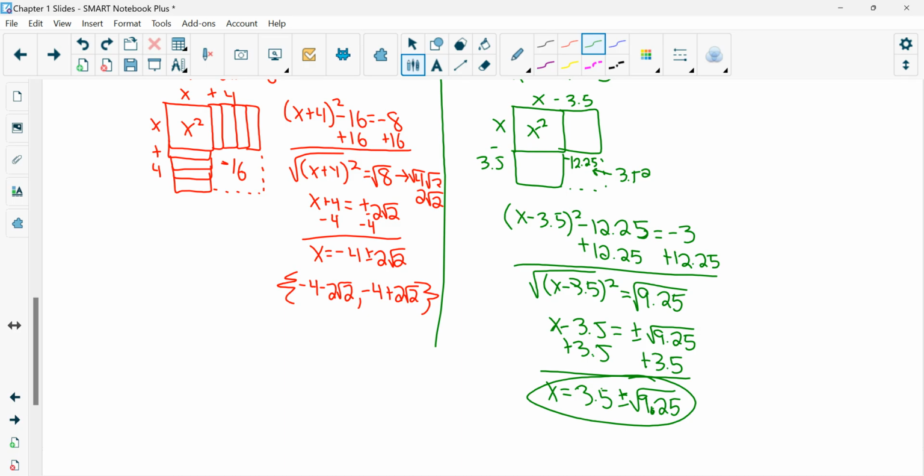All right, turn to the next page. You're going to try number 7 on your own. You can do either way you want. If you like the tiles, you do the tiles. If you like the b over 2 squared, you do it that way.